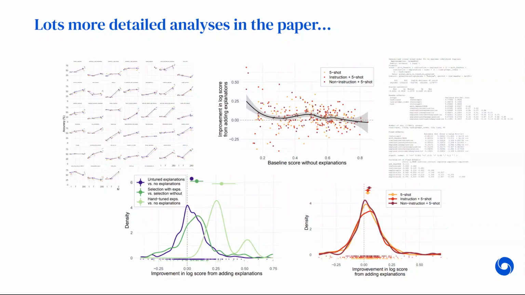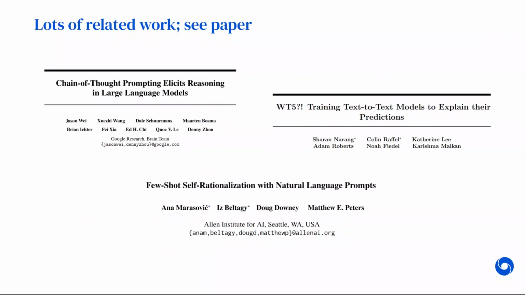Now, there are a lot more analyses in the paper, including breakdowns by tasks and task clusters, looking at how performance affects these things, how they interact with instructions, looking at distributions of effects and the full model results, and so on. I'm not going to tell you about all of that today, but I encourage you to check out the paper if you're interested. And of course, in the paper, the other thing we do is discuss the lots of related work that has gone on in this area before our work and concurrently with our work. And so I'd encourage you to check that out if you're interested in our thoughts.